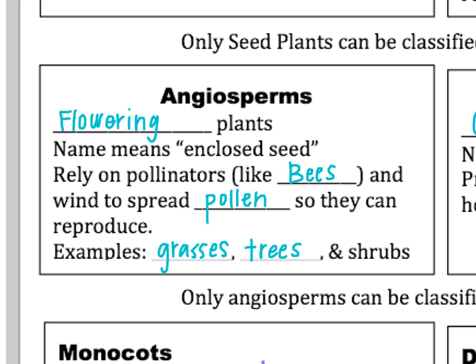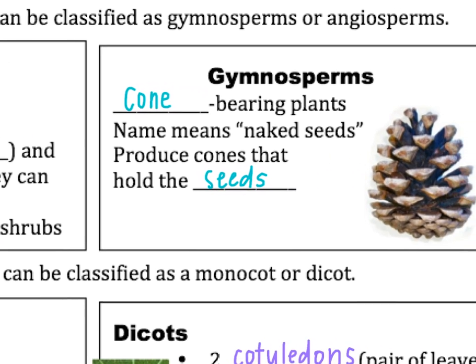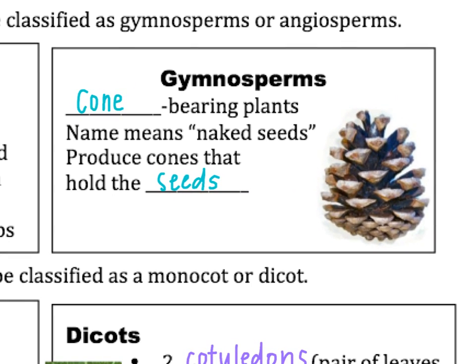Some types of plants that are angiosperms are grasses and trees and shrubs. Now, if the seed plant doesn't produce flowers, then it's going to produce cones. And these are things like pine trees. And we call them cone-bearing plants.